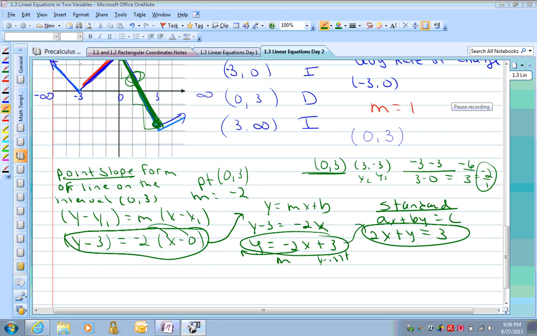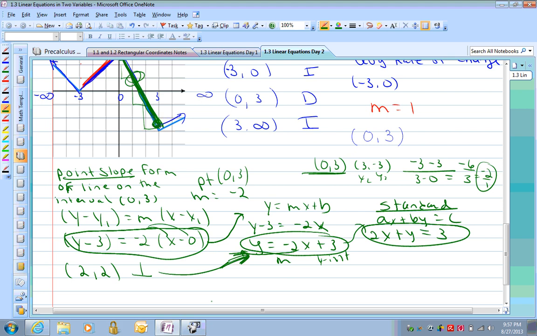Okay, last thing I want us to do is get a little bit of practice on parallel and perpendicular lines. I'm going to pick a point, and I'm going to use this line right here. We want a line that's perpendicular to this given line, and it goes through the point, let's just pick 2, 2. That'll make it easy. So 2, 2, and it's perpendicular to this line right here.